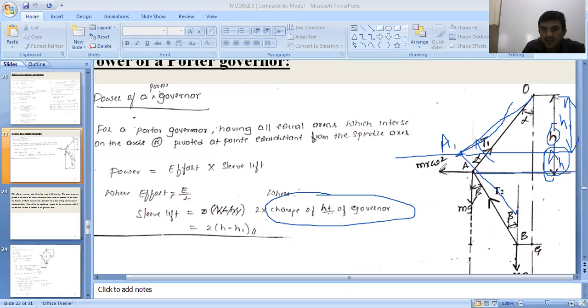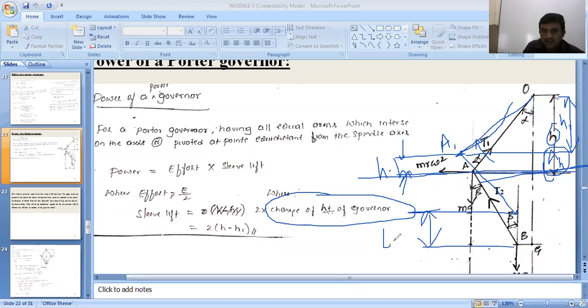Now I can write here better. Now what is this distance here? h minus h1. Now we'll consider only the height of the governor above where the governor ball rotates. Below also, the sleeve moves upward here. But I need the total height here, B to B1. This is the sleeve lift. Now sleeve lift is always twice the change in height of the governor.